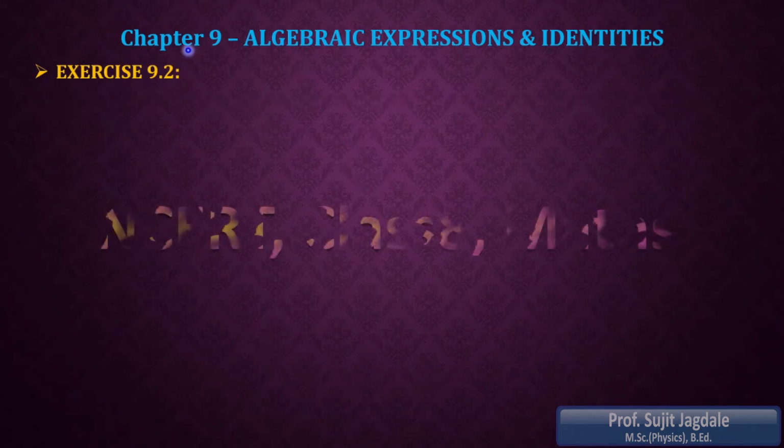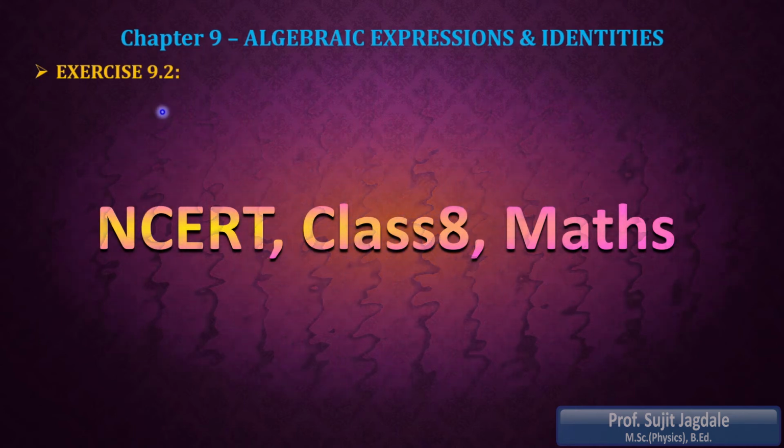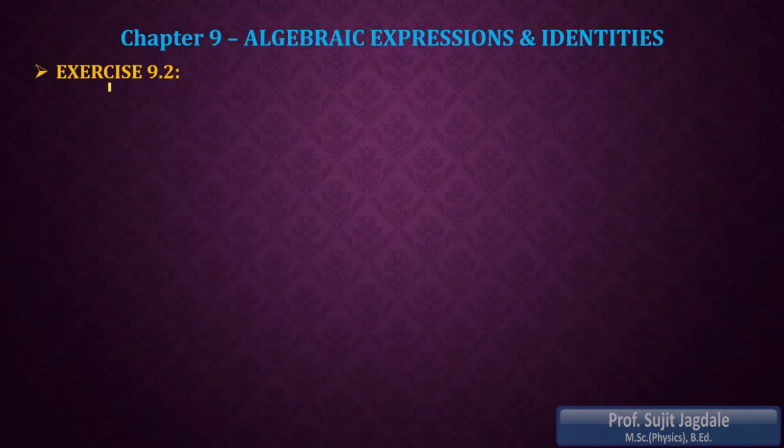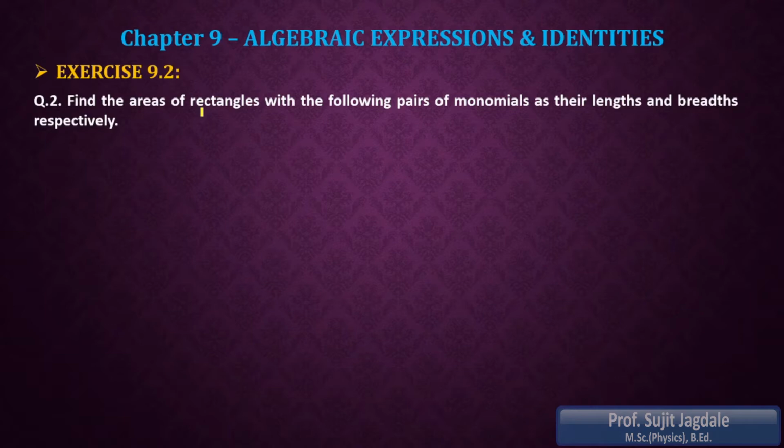Here we had started the chapter number 9, algebraic expressions and identities. We had completed the exercise 9.1. Now it's time to see the exercise 9.2. In this exercise 9.2 we are going to consider the product of monomials, or product of binomials, or product of monomial and binomial. In other words, in this video you are going to learn how to perform the product of two monomials.